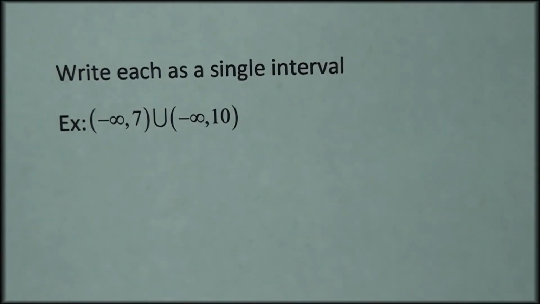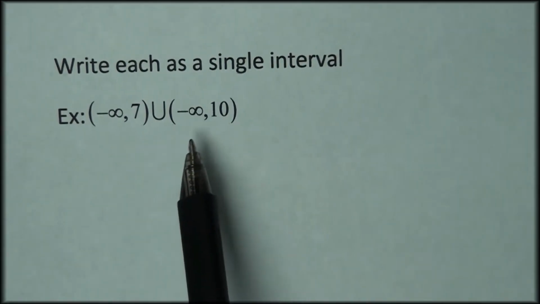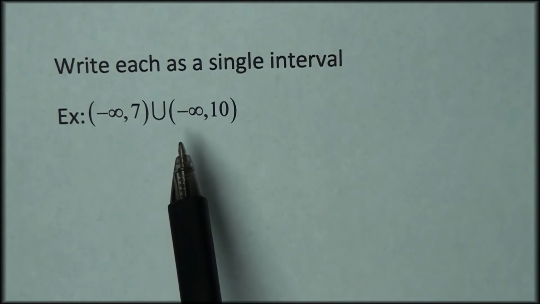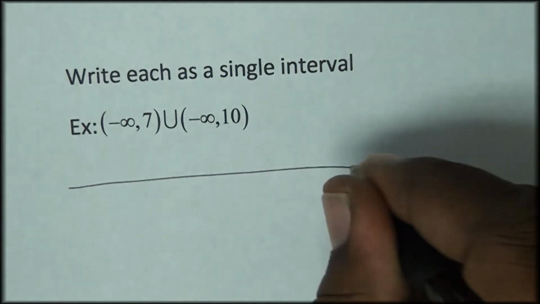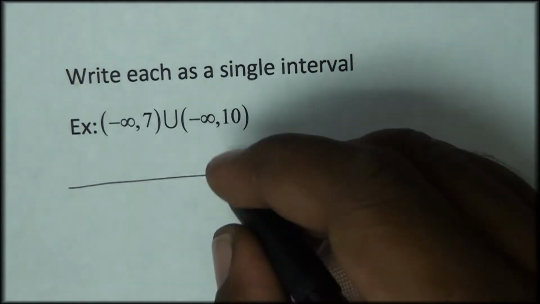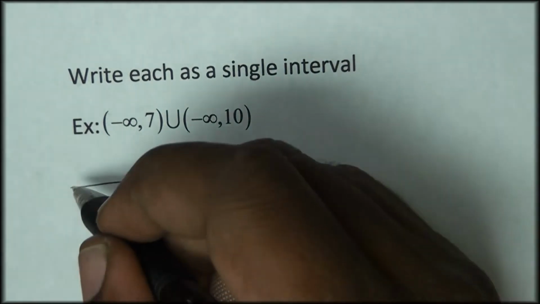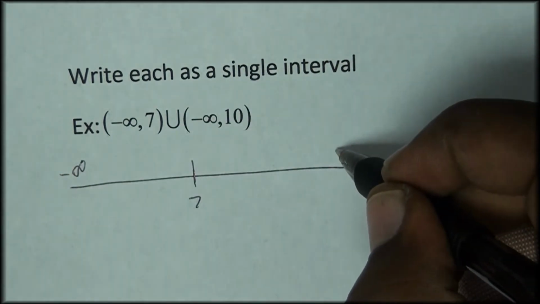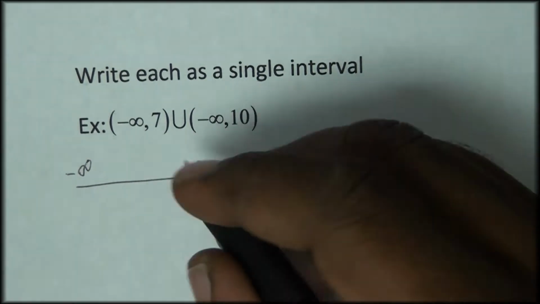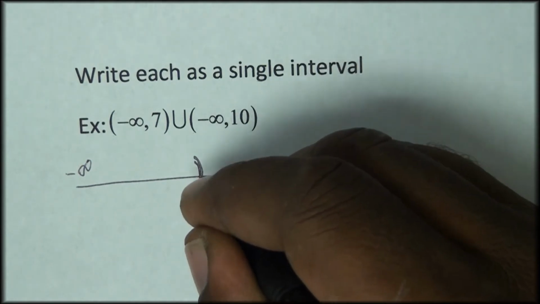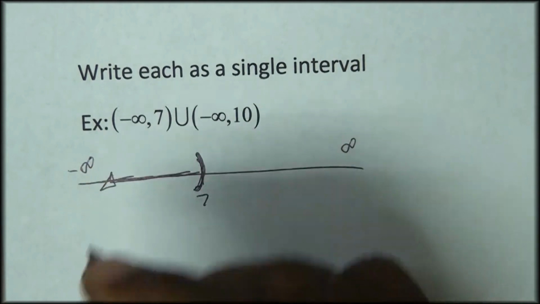Next, we'll write each as a single interval. So we'll graph each separately, we'll analyze the graph, and we'll determine the union. So for our first graph, we'll center it at about 7. I'll put -infinity to the left, +infinity to the right. At 7, our symbol is a parenthesis that faces the left. Our line also extends toward the left.